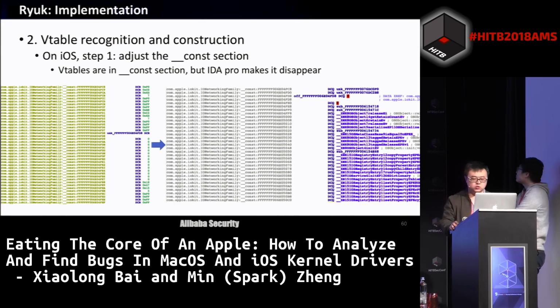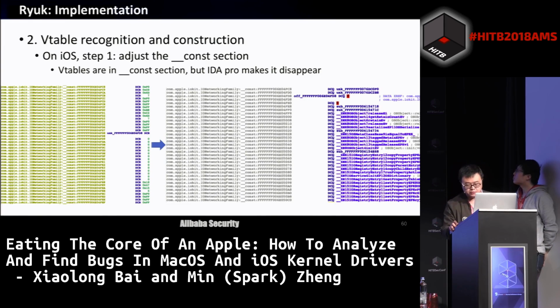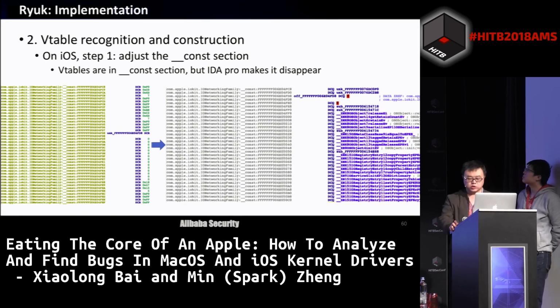So there are many steps in order to implement this feature. The first one, we need to adjust the const section. This section contains all the VTables. So we must first adjust this const section to make it a little bit like a VTable. Then we can do further analysis. And in this step, we mainly mark the data in this const section as addresses. For example, we make the left picture look like the right side.